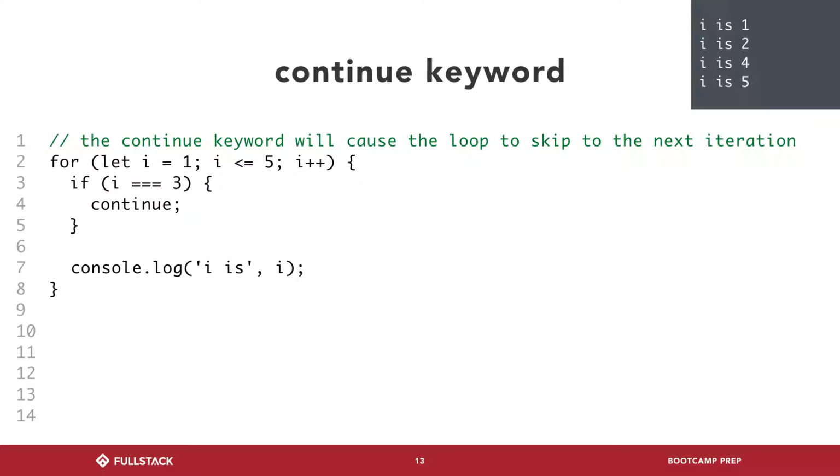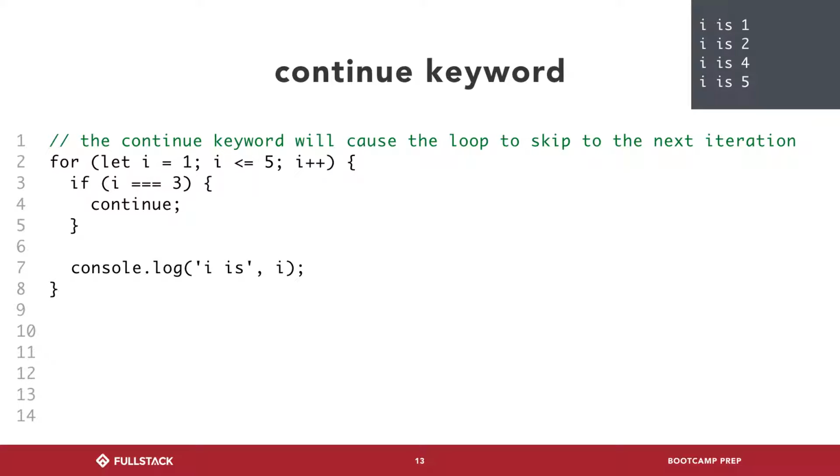Here I have a for loop. I start I equals 1 while I is less than or equal to 5, and I add 1 to I every time. In my code block, I have 2 things. One is an if statement that says, if I is 3, continue. Otherwise, I console log out I is blank. Going through this piece by piece, the first iteration: I is 1, 1 is less than 5, is I equal to 3? No, so I skip lines 3 through 5, and I console log out I is 1.